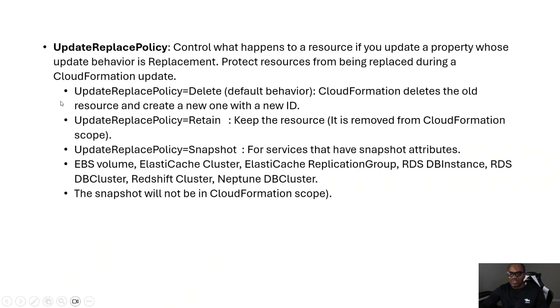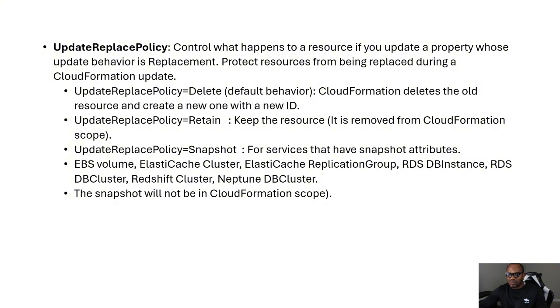So we also have the update replace policy, which is just like the deletion policy. This is just used during update to protect a resource from being deleted when you are doing an update. There are some properties that once you change those properties, for example, if you change the name of an S3 bucket, you will see that this S3 bucket will be deleted and will be recreated. If you don't want it to be deleted during that update, then you use an update replace policy.